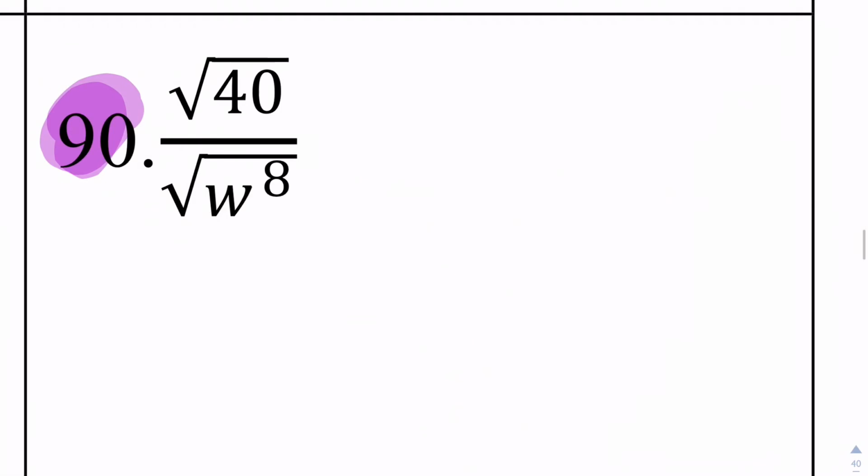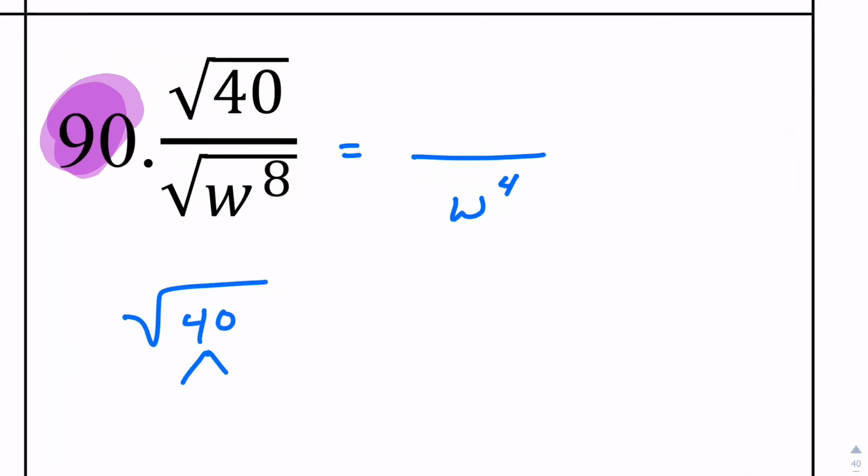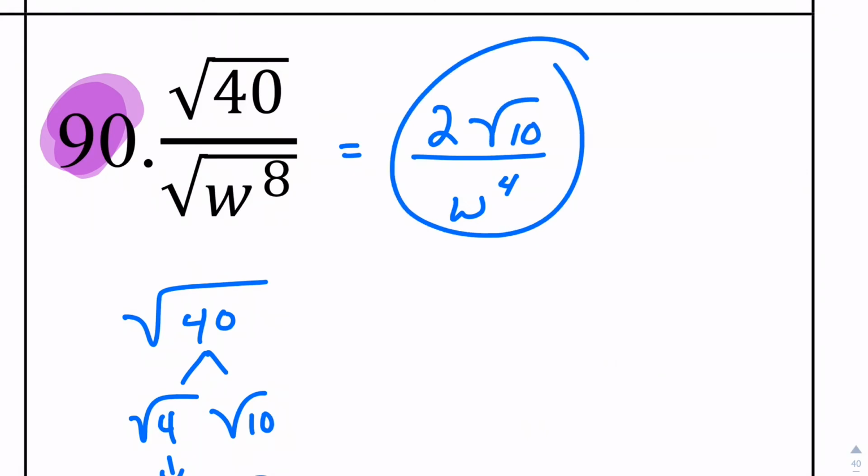Square root of 40 over square root of w to the 8th. Well, w to the 8th is just, how many pairs do I have if I have 8 w's to begin with? 4. Square root of 40, I've got to do a little bit of work on that one because I need to break it down. I'm going to make that square root of 4 times square root of 10. Square root of 4 is 2 square root of 10. And there's our answer.